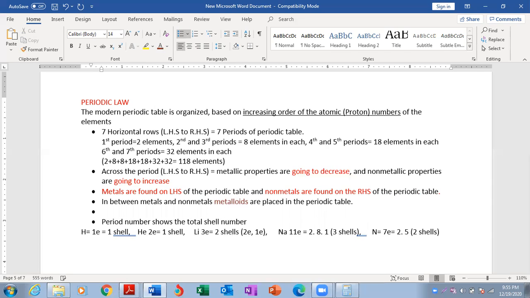So the most important point that we are missing in the class, the most important point: from left hand side to right hand side, metallic reactivity decreases. Metallic reactivity decreases.